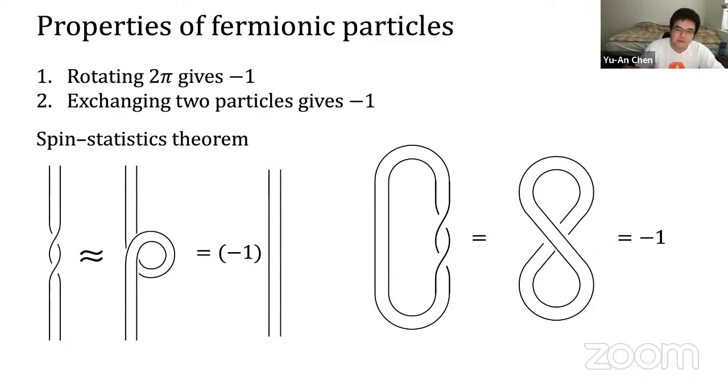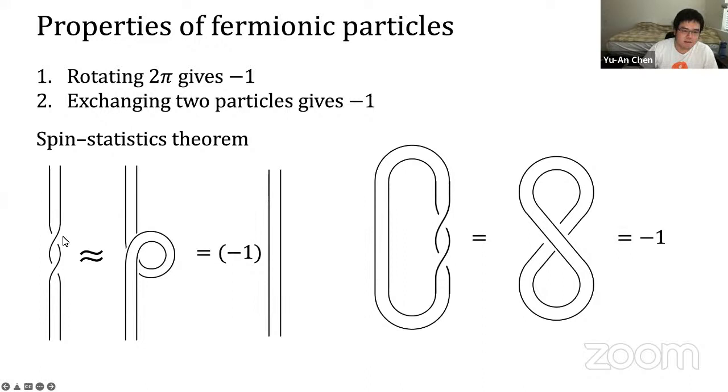Now actually these two definitions are equivalent to each other. These two signs must be dependent: if one is a minus one, the other must be minus one. The reason is the so-called spin-statistics theorem. Basically, this spin-statistics theorem can be summarized by the following ribbon diagram.